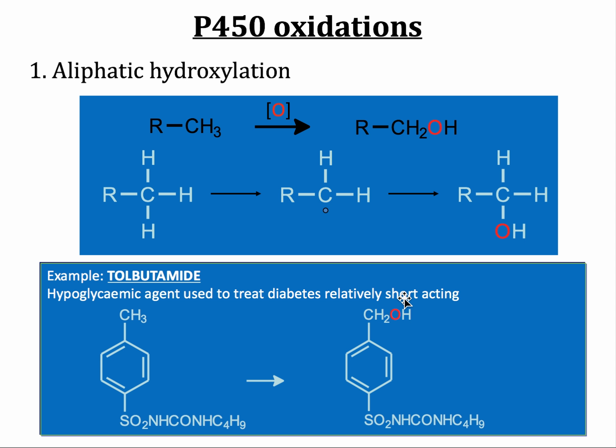So if you were to go back very quickly and go over them in a very rapid manner, maybe in a minute or so. So you have aliphatic hydroxylation. You look for a CH3 and you simply add an O, which makes an alcohol. So it's hydroxylation. An example is tolbutamide, which is used in diabetes mellitus.